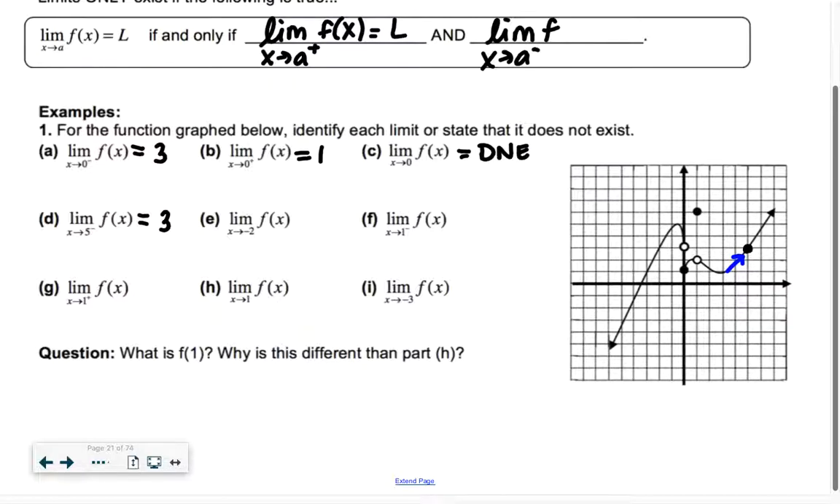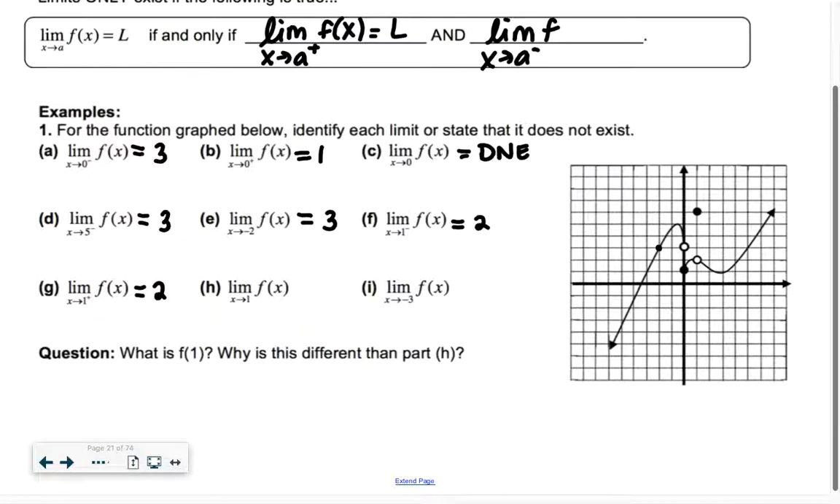All right, so negative 2, as I'm getting closer and closer to negative 2, that's this point right here. What y value do I get closer and closer to? 3. 1 from the left. 2. Because it's getting closer to this one. How about 1 from the right? Also 2. So even though it's not a filled-in point, that's fine, right?